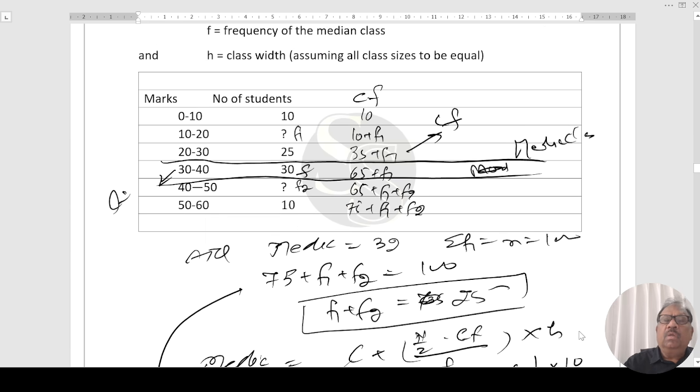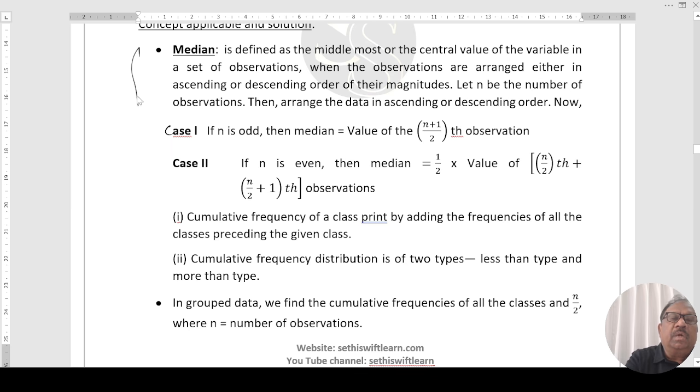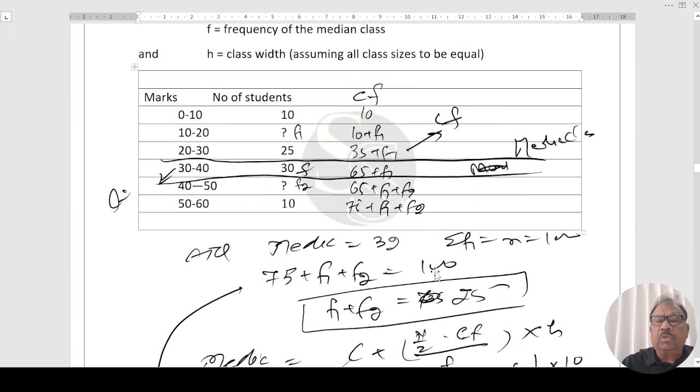Be careful. One term is the cumulative frequency preceding the median class. This is the frequency of the median class. This is the lower limit of the median class. This is the length of the class interval. This is the formula for grouped data. Remaining you can go through very well, right? These are all regarding the median. Next question.